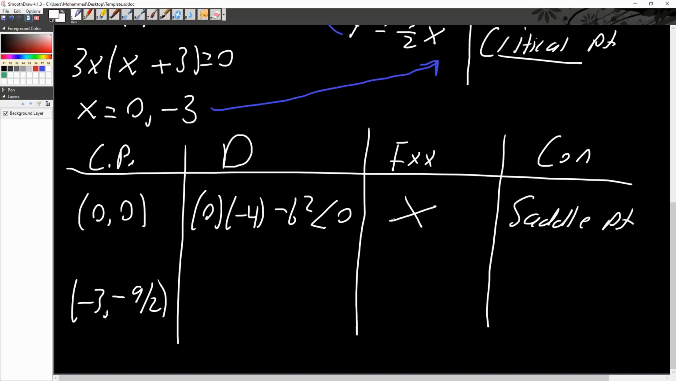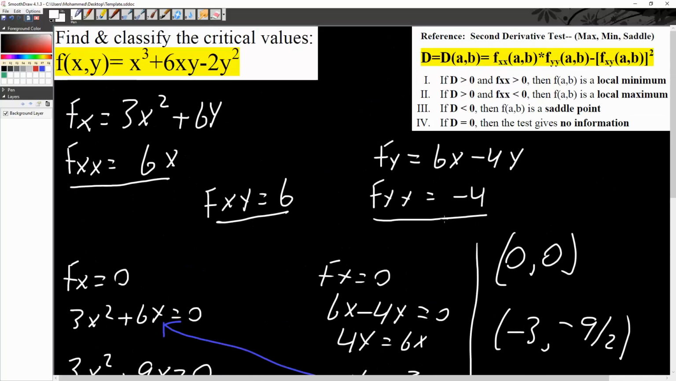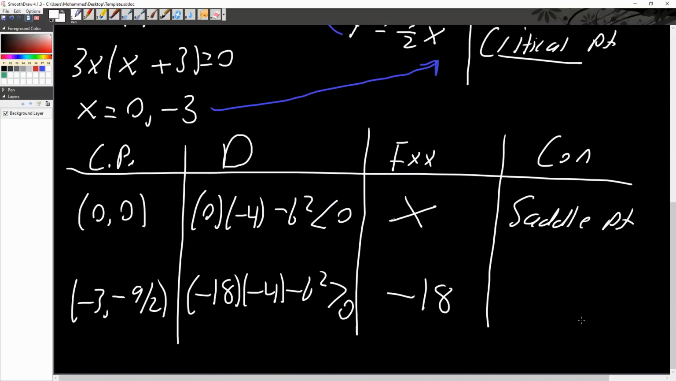And now we do negative 3, negative 9/2. I'm just going to write down what it should be. So negative 18 times negative 4, minus 6 squared. This is 72 minus 36, so it's greater than 0. And our value of fxx is negative 18. Based on the chart, we have a positive D and a negative fxx, so it's a local max. So we can write local max. And this is all we need to do for this problem.